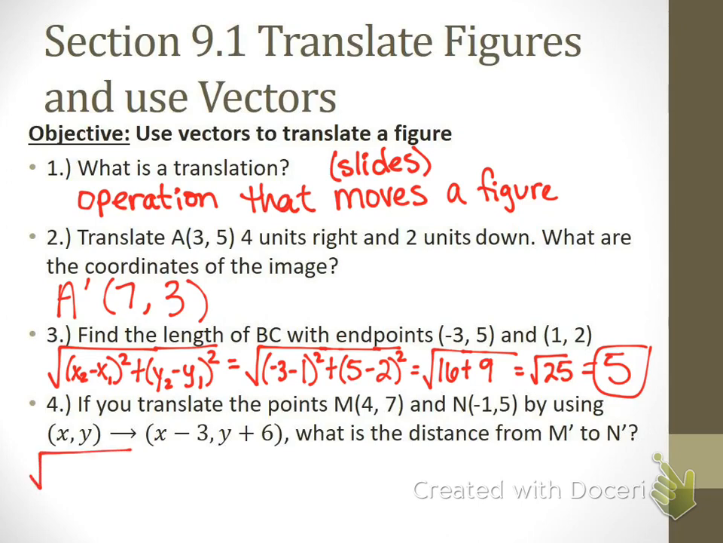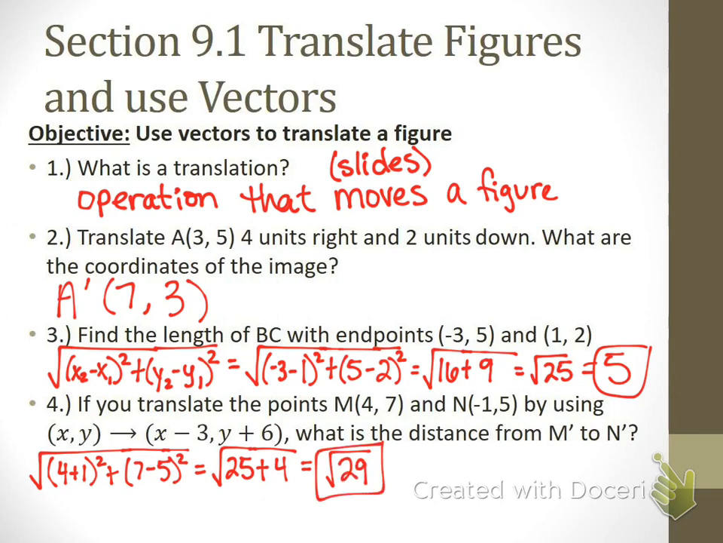So, if we do the distance formula with these points, what are you plugging in first? 4 minus a negative, I'm going to write it as plus. And then for my y's, 7 minus 5 gets squared. 4 plus 1, square it. 25 plus 7 minus 5, 2 squared is 4, add them together. Can we take the square root of 29? No, it doesn't even simplify, so we are done.